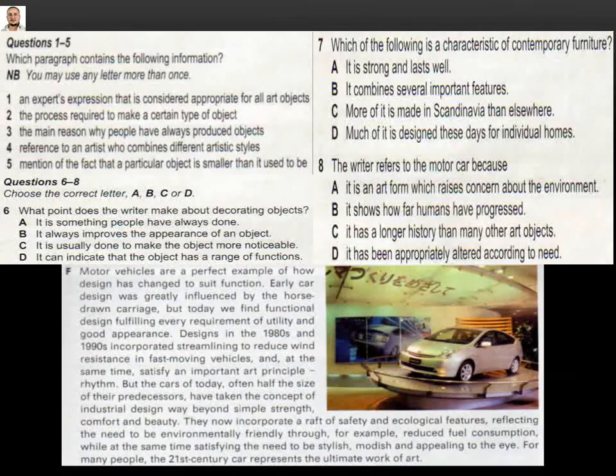A, it is an art form which raises concern about the environment. No, it's not the main idea. D, it has been appropriately altered according to need. Yes, D, because we are talking about the needs in the first part, and also in the last part they talk about the needs of the globe, not of a person.